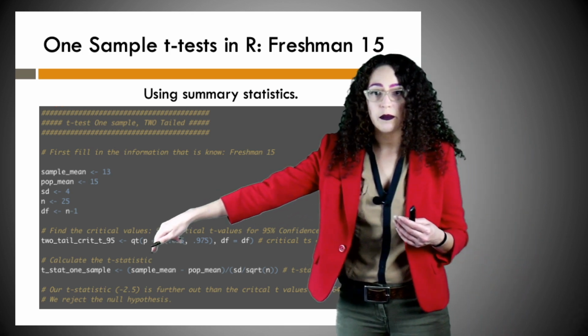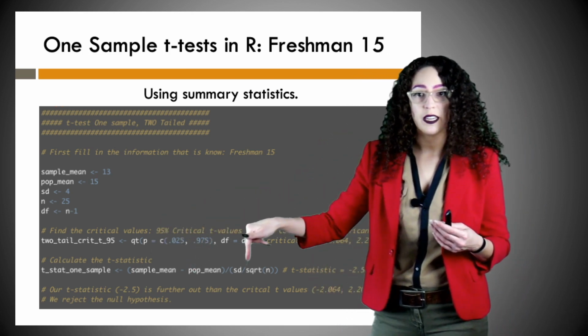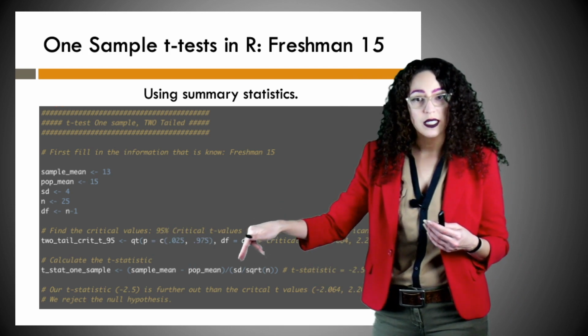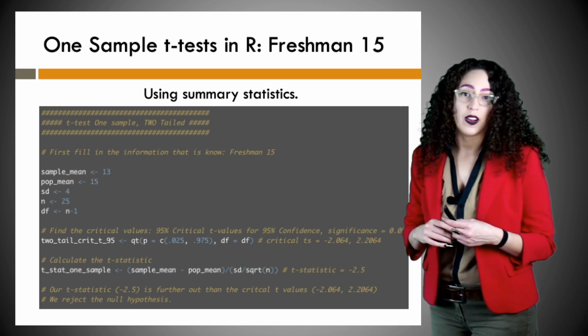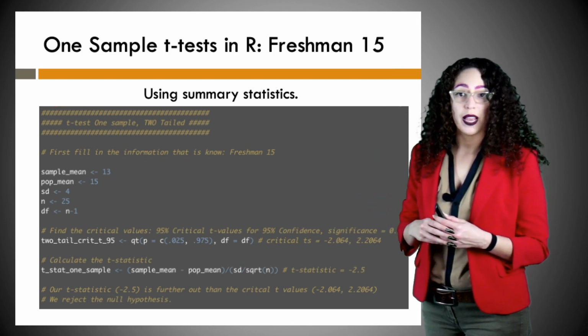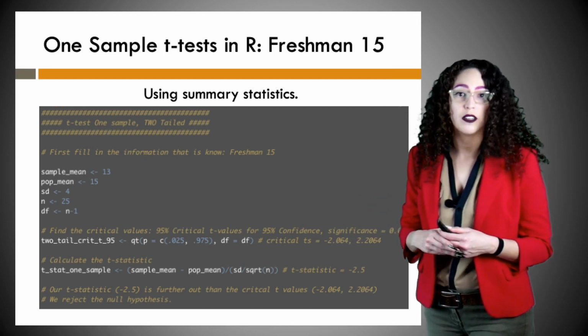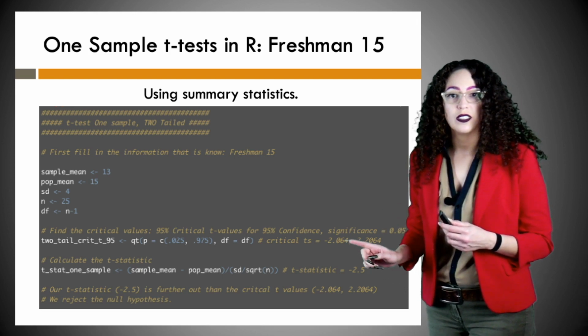Now to actually calculate the t-test, very simple. We take our sample mean minus our population mean divided by our standard error, which is standard deviation divided by the square root of n, and we get negative 2.5, which is what we got in our example. And in this case, we would reject the null hypothesis because this is further out than this.